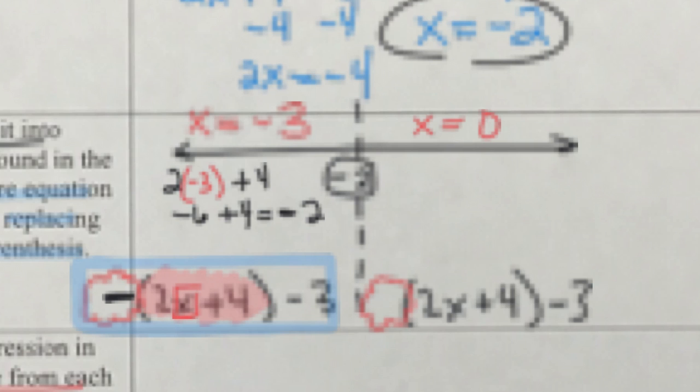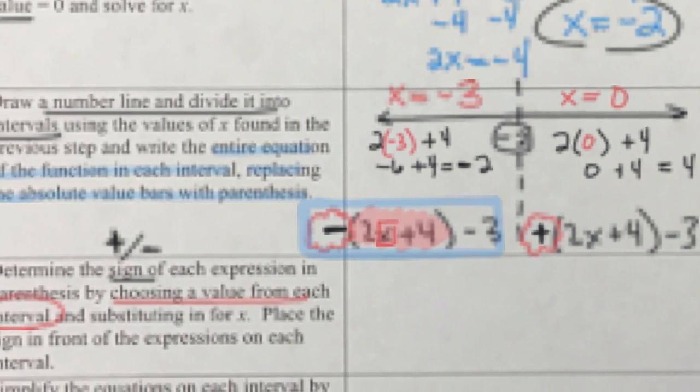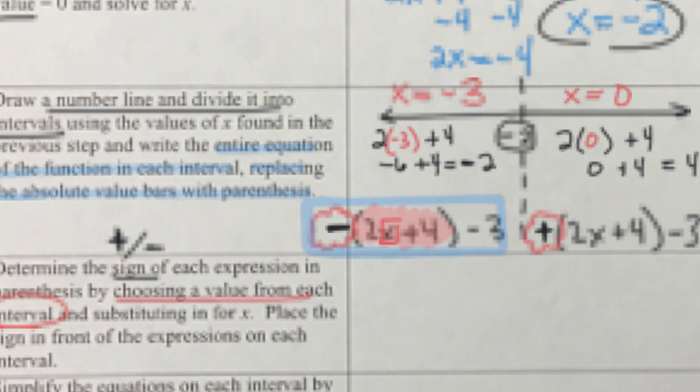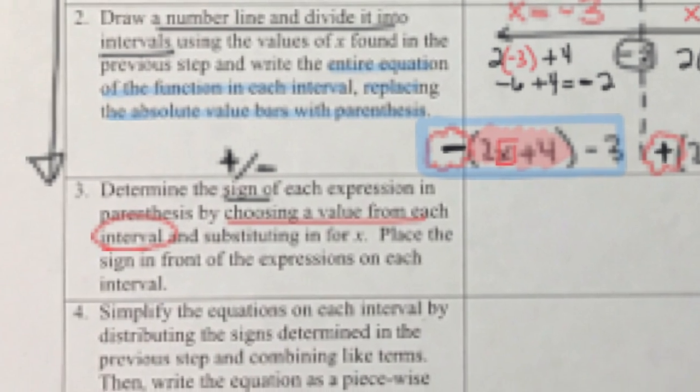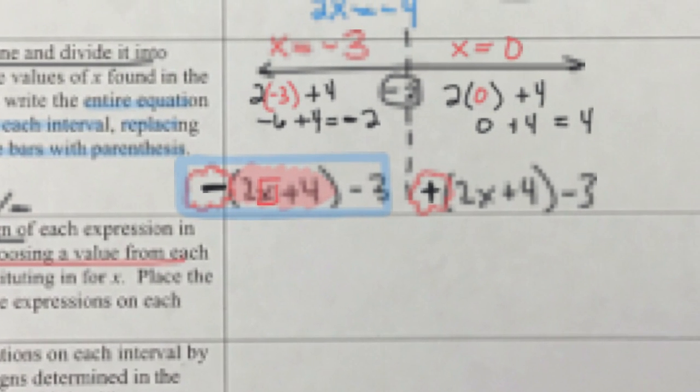Now let's do the same thing over here. What's 2 times 0 plus 4? That's 0 plus 4, which is a 4. The fact that it's 4 is okay, but we know that it's going to be a positive. We have a positive number, so that's going to be a positive value. That's going to go into there. So that's what step number 3 says: determine the sign of your parentheses. Is it a positive sign or is it a negative sign? And then place that sign in front of each expression. And then the last thing is to simplify. So let's simplify this down.